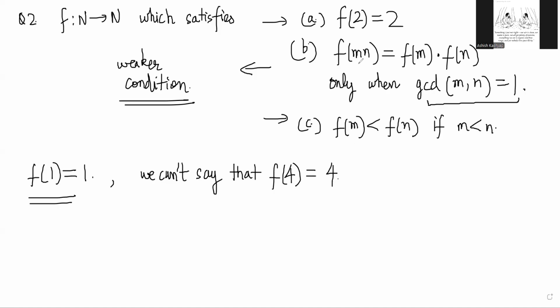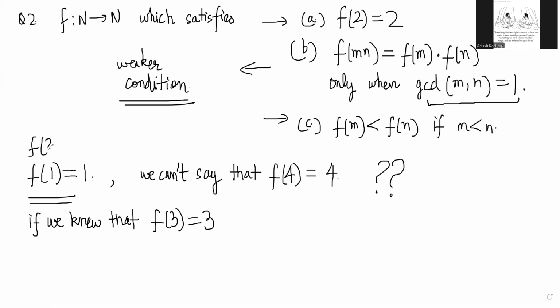Because 2 and 2 doesn't follow the multiplicative property, since GCD of 2 and 2 is not 1, it is 2, right? So basically we don't know whether f of 4 is 4 or not. Now think about it. If we knew that f of 3 is 3, we know f of 1 is 1, f of 2 is 2.